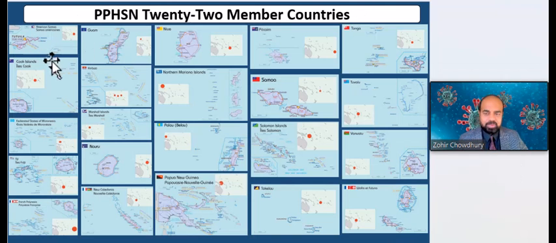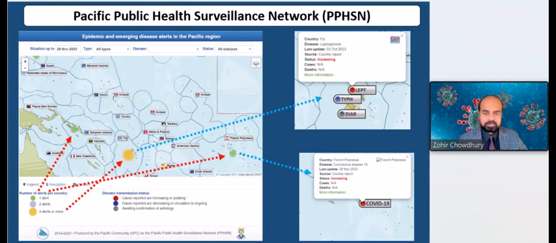In this system, you can see the various islands out there, and right there you can see Australia and all of these 22 or so island countries that are scattered all over the Pacific, in and near Australia and around that Pacific Ocean area, that together form this surveillance system and network.